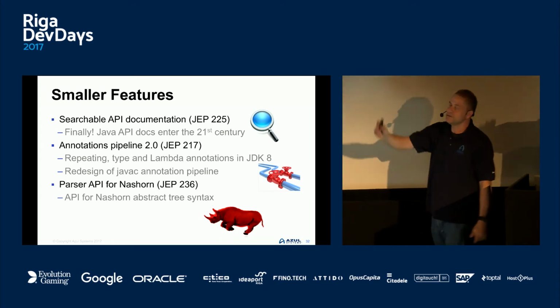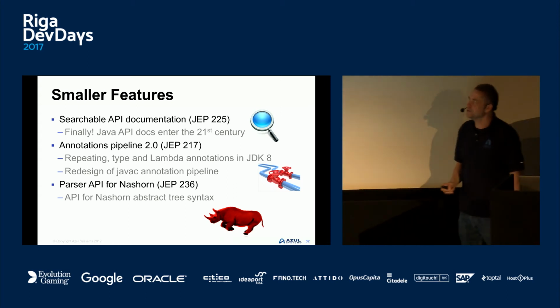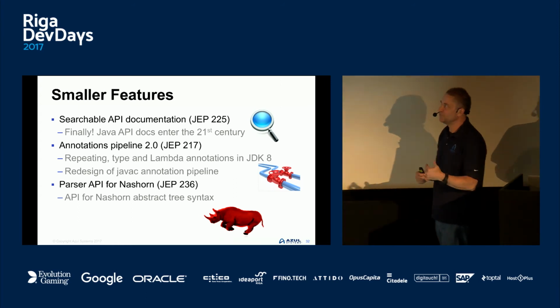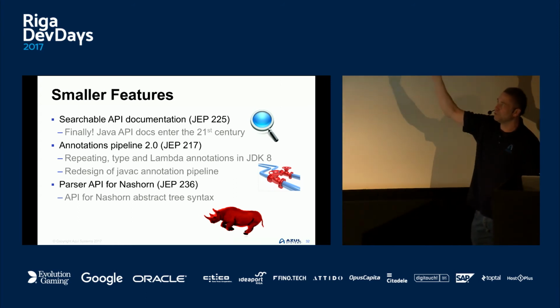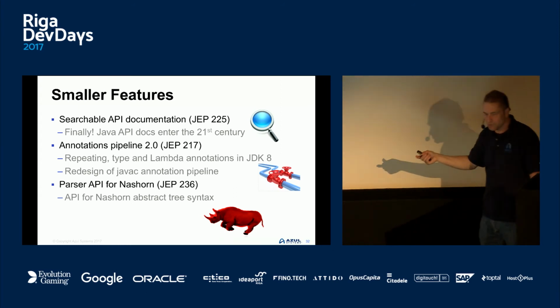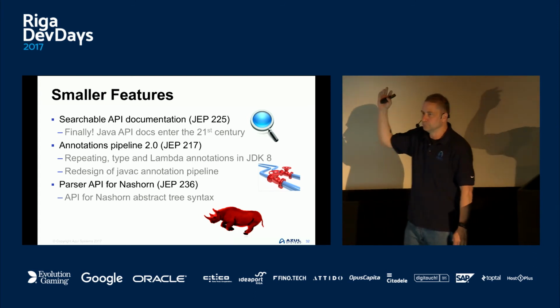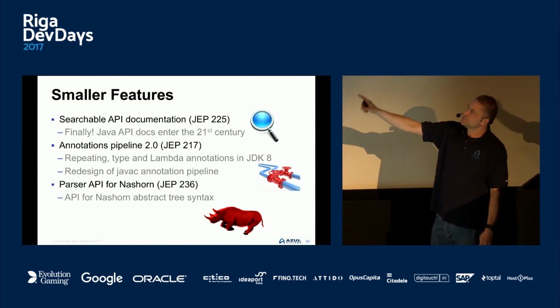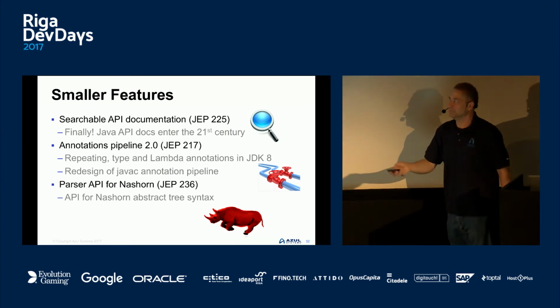Annotations pipeline, that's just been improved. There's a version 2.0 of that, so you can now have repeating annotations of the same type, Lambda annotations, things like that. There's some redesign of the way that JavaC deals with annotations. Again, isn't really too important to average programmers. And there is a parser API for Nashorn now.